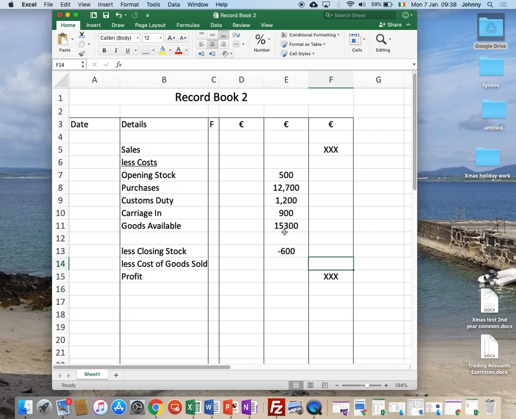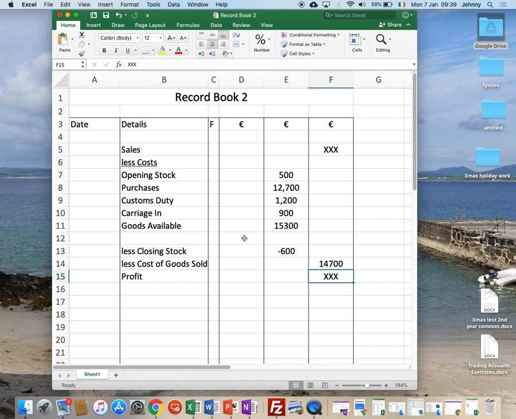At the end of the month, I counted all the goods that were left on the shelves, and I found there was €600 worth of goods left. So what is the cost of the goods that I actually sold? 14,700. Where did you get that number from? I took 600 away from 15,300. Do you see that? So the cost of the goods that I actually sold is the 15,300 minus the 600 that were left. So not all of the 15,300 were actually sold. You okay with that so far?